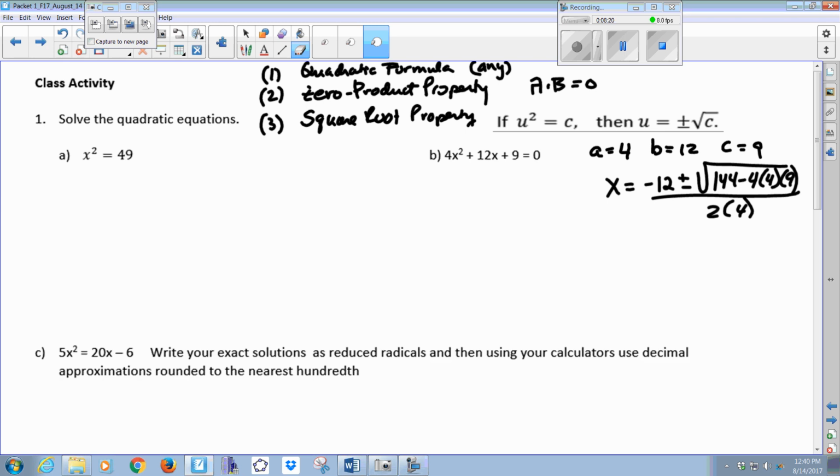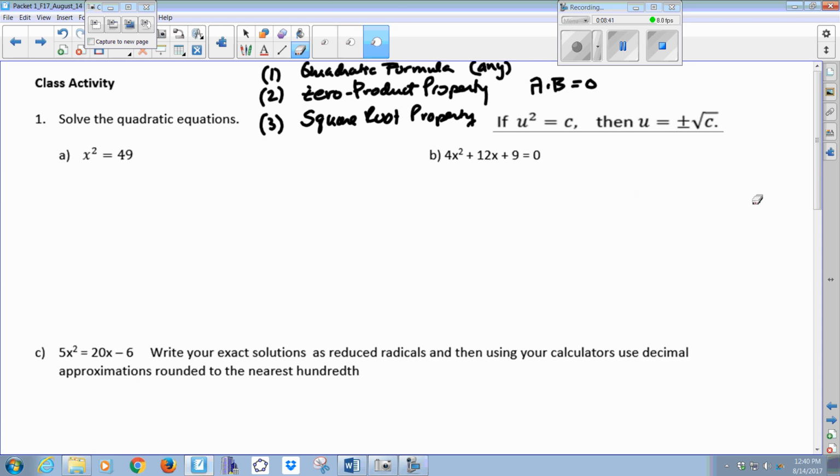All right, so again, I only like to use the quadratic equation, the quadratic formula, when I can't use the square root property or the zero product property. So this is always my last choice. So let's take a look at what other choices you would have. Initially, when you look at this, you say, I can't use the square root property because what I have on the left side isn't something squared. So you'd go ahead, because it's set equal to 0, and try to factor this.